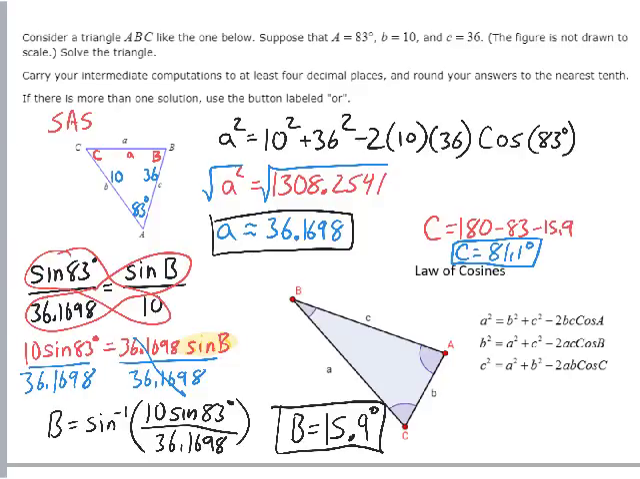So we started with law of cosines. Then we did law of sines. And then we simply added up all the angles to see what they would be, because they add up to 180.